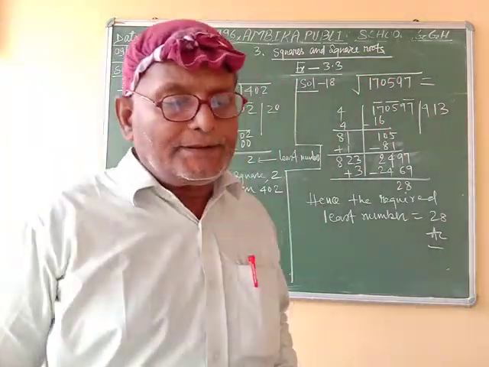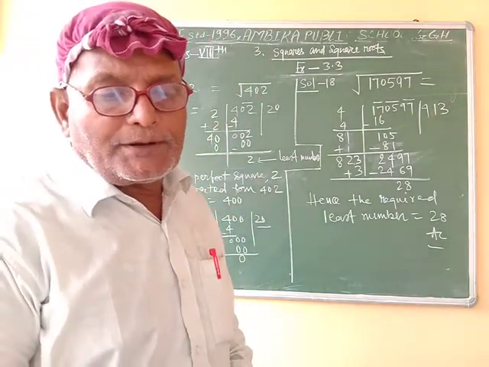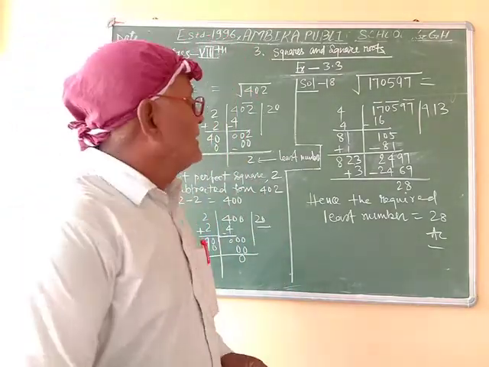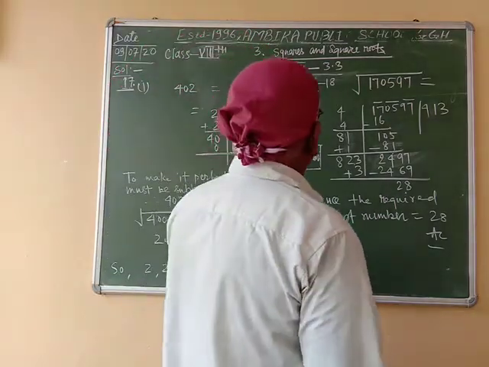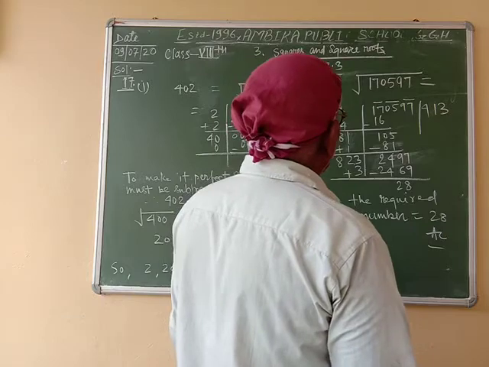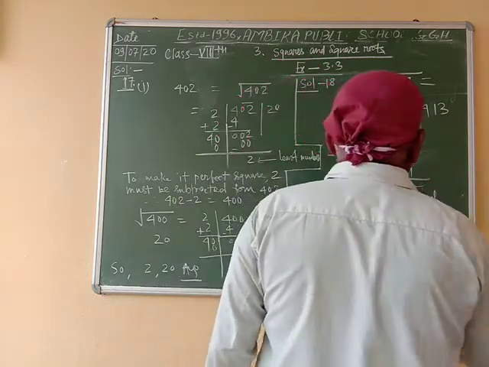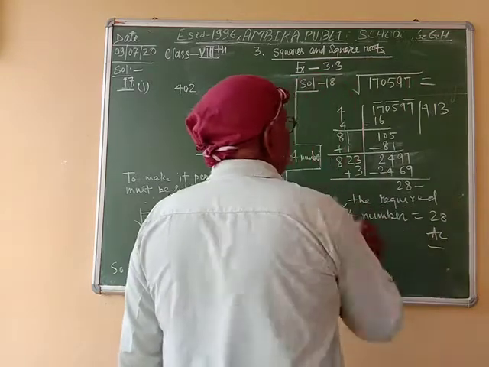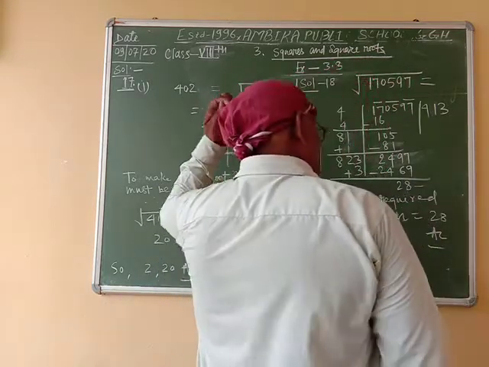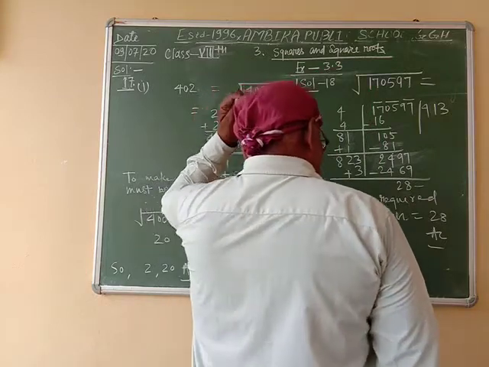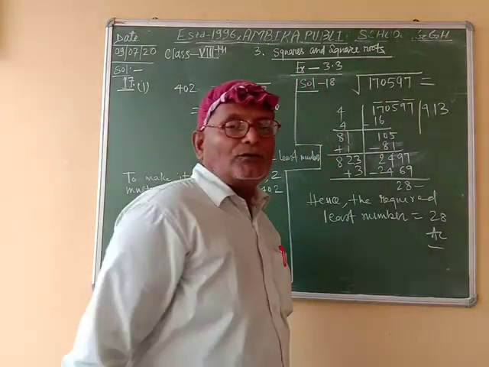We have to find the least number which must be subtracted from 170597 to get a perfect square. First of all, we find the square root of 170597, and at last we get the remainder 28. So if we subtract 28 from the given number, we find the required least number. Hence the required least number is equal to 28.